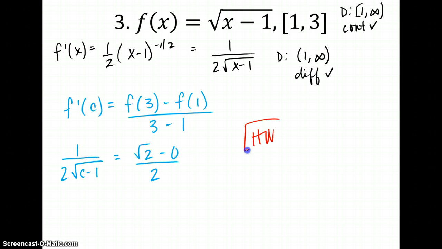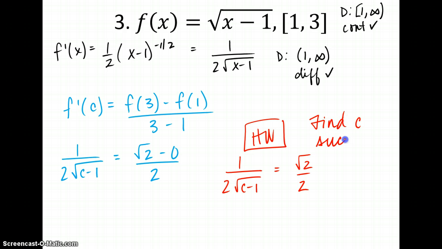So for homework, I want you to solve this equation. Find c such that the derivative is equal to the slope of the secant line.